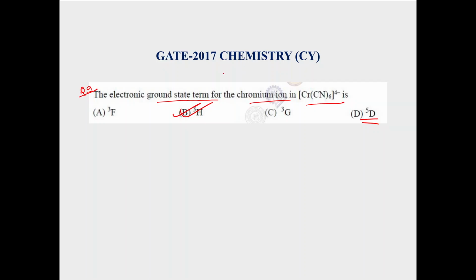Whenever questions like this are given, first we have to check what is the oxidation number of that metal center, and then whether the ligand coordinated to it is a strong field ligand or a weak field ligand. Okay, so it is a very simple question. So the answer for this question will be 3H, option number B. Any doubts in this question?